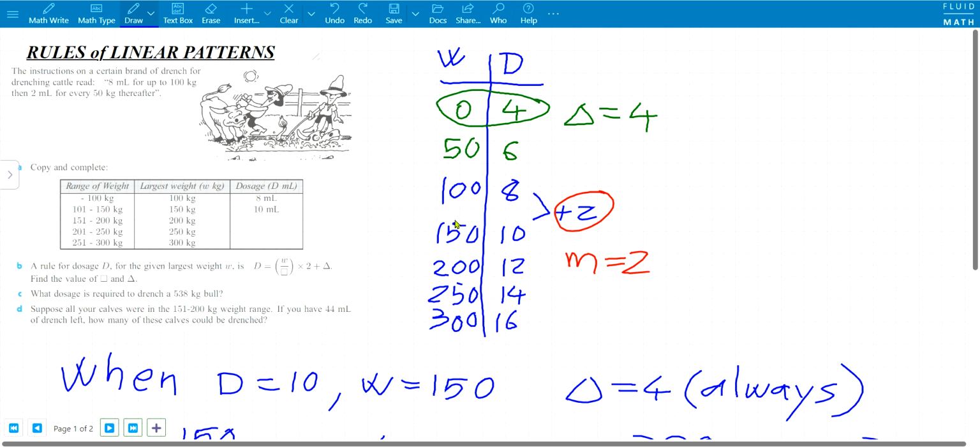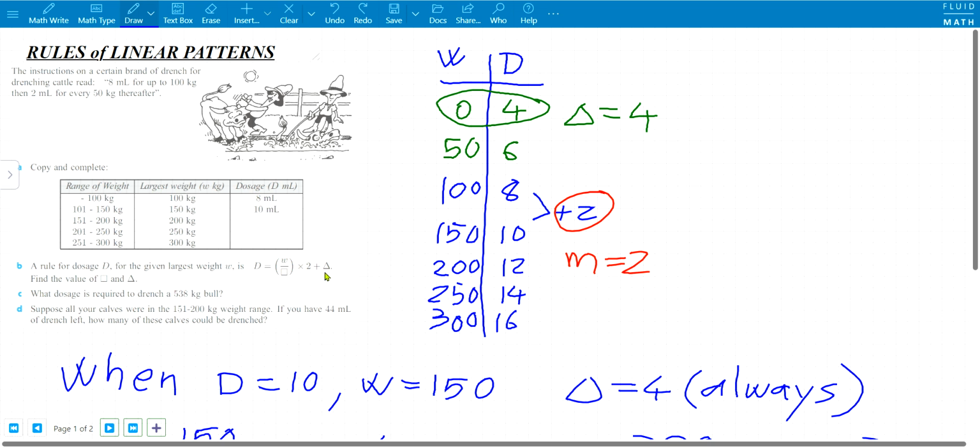So I see that this goes in increments of 50 kilograms. The next one down from 100 kilograms is this one here of 50 kilograms, and then it is 0. And for each one of those, if I go down in twos, I've got for 50 kilograms, 6 milliliters, and for 0, I've got 4 milliliters. Finding the pattern 0 gives me the y-intercept, or delta.